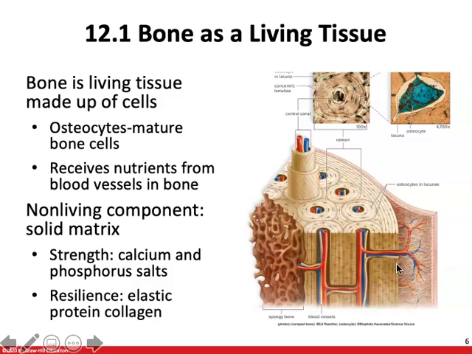Nutrients, oxygen, and waste can pass from cell to cell, traveling to and from the blood vessels that are found inside of that central canal. So this is how we're ultimately able to nourish and strengthen and support those bones with those blood cells and vessels.